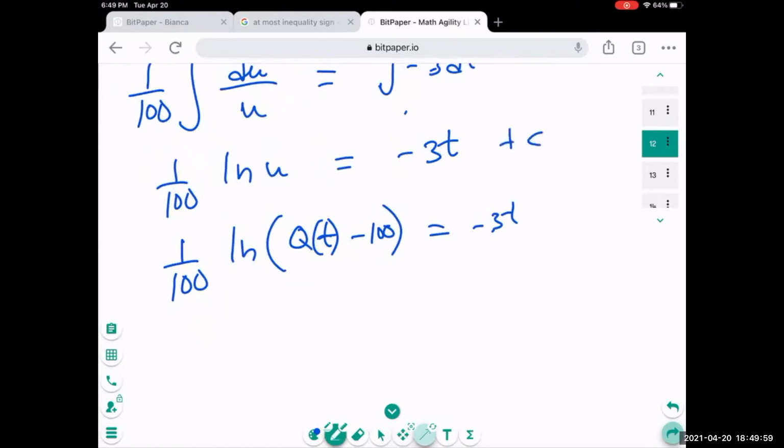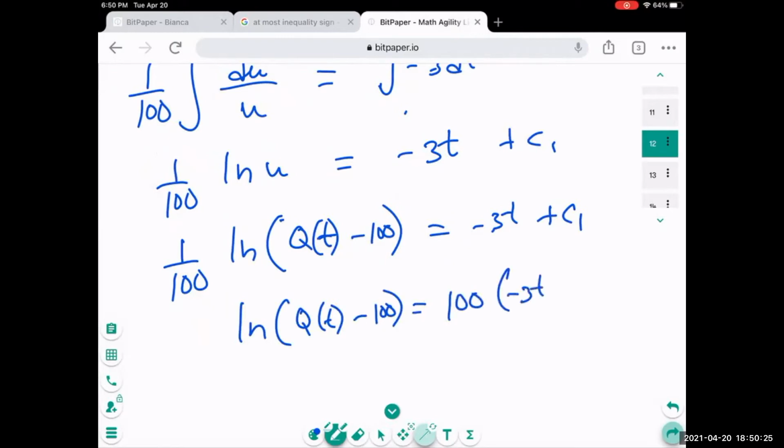Plus C1. So let's put 100 to the right-hand side. So when we raise the natural log to e, it will be easier for us to extract whatever is inside this parenthesis here. So ln of q(t) minus 100 times 100 equals negative 3t plus c sub 1.